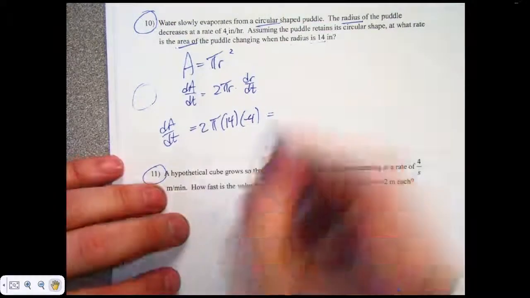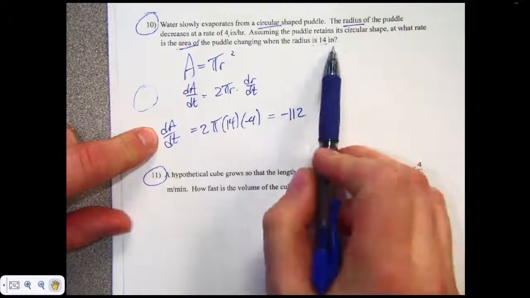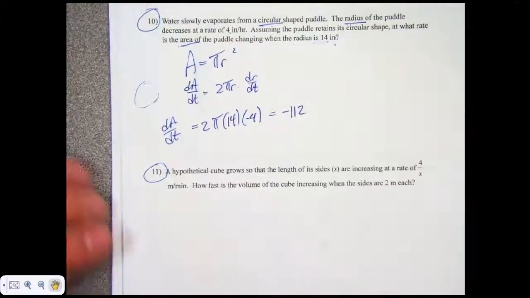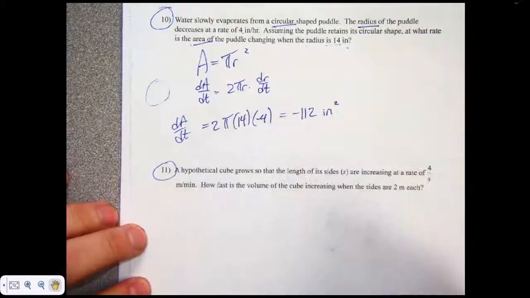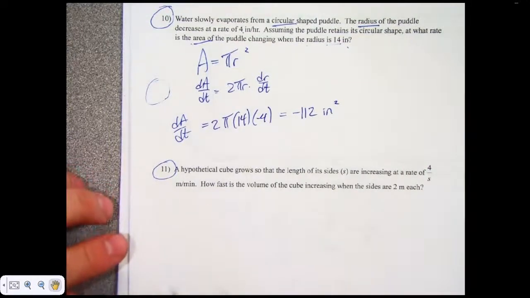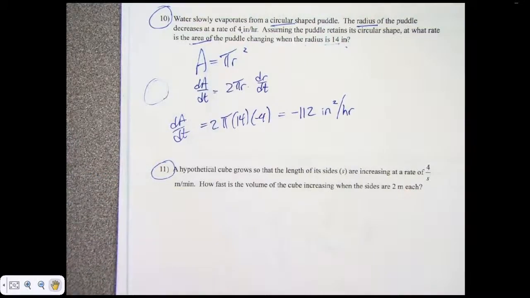So negative 112. And then if I'm in area in inches, and it's a rate, what's the label? So first of all, inches are inches squared. Inches would be like if it was just the radius. Area is a two-dimensional thing, so it's inches squared. And then is it inches squared or inches squared per hour? It's per hour because are we dealing with a rate or an amount? We're dealing with a rate, so it's per hour.